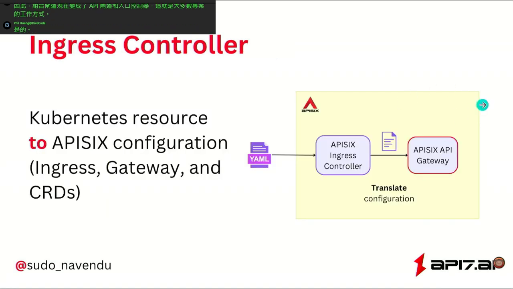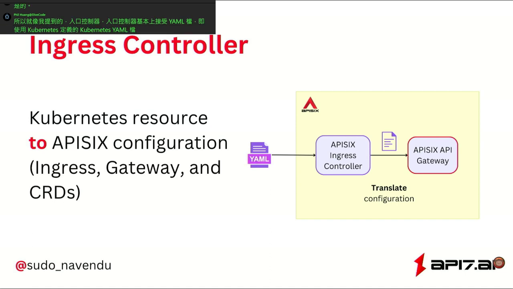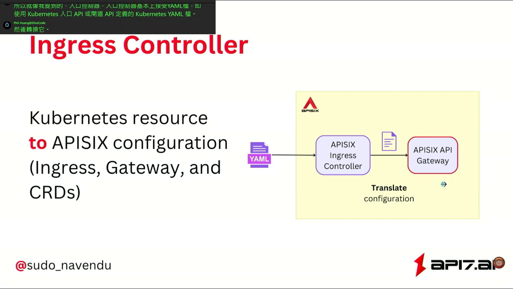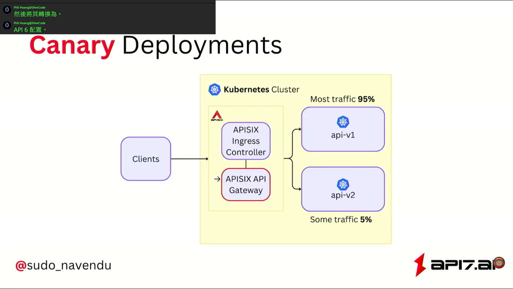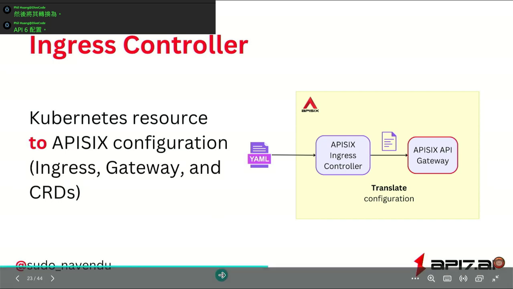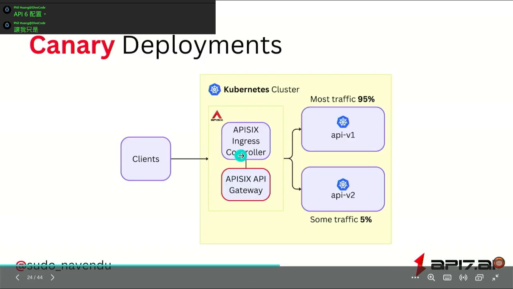Like I mentioned, the ingress controller basically takes in the Kubernetes YAML file, which is defined using the Kubernetes ingress API or the gateway API, and then converts it to the APISIX configuration. Let me just show you a demo.